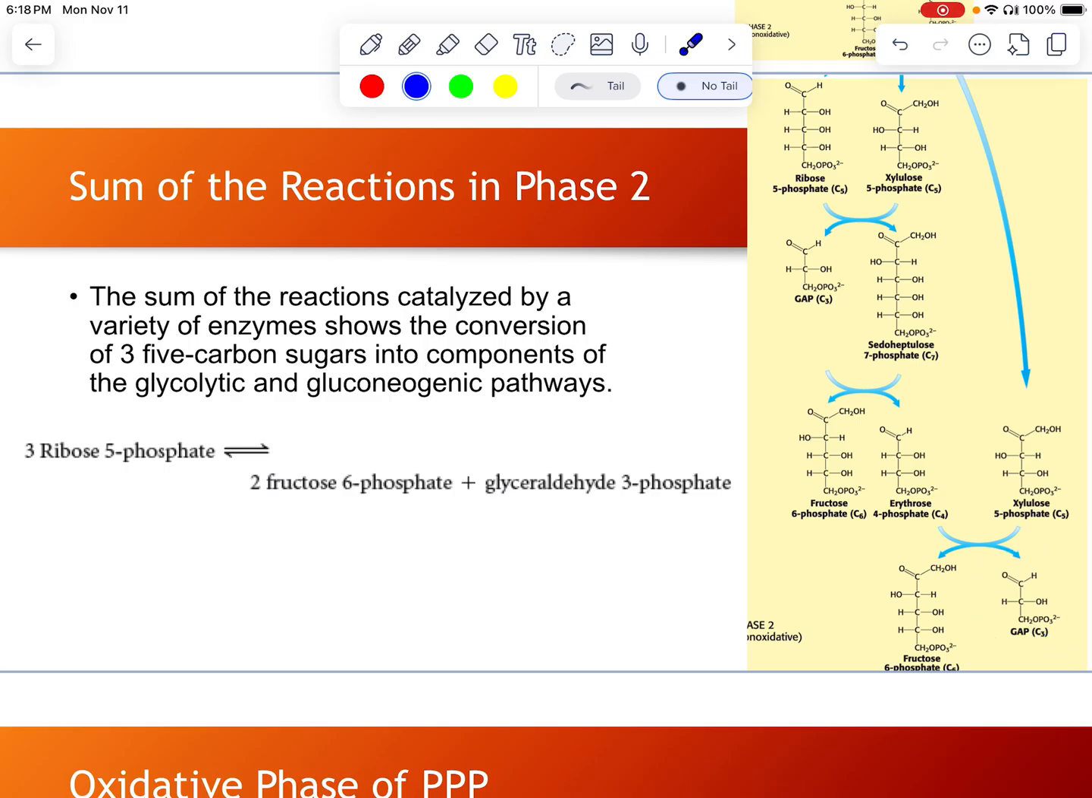And just the interesting pieces, 5 carbons times 3, 15 carbons. 6 carbons times 2 is 12, plus 3, 15 carbons. So you can count those carbons and see that they're all accounted for.